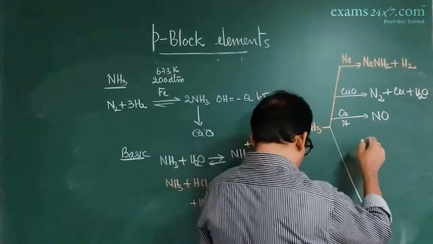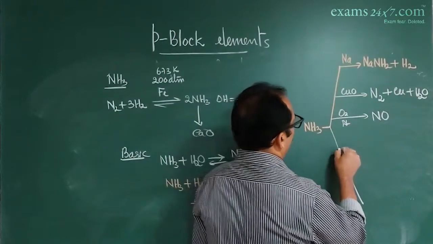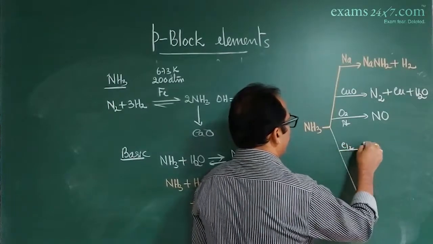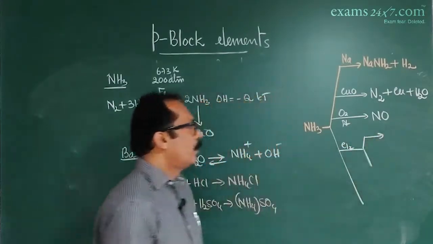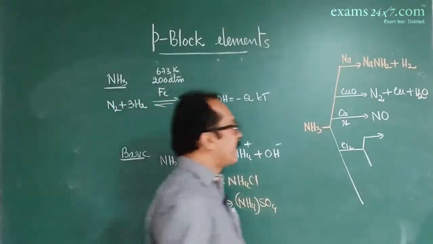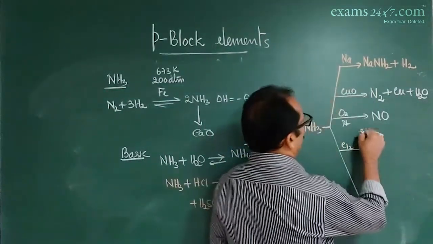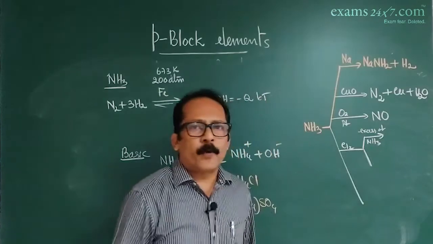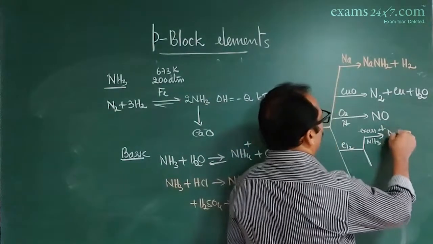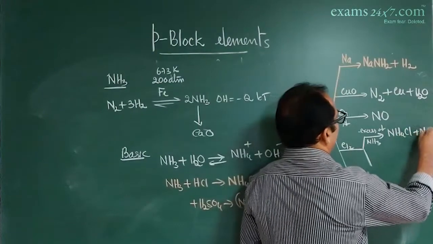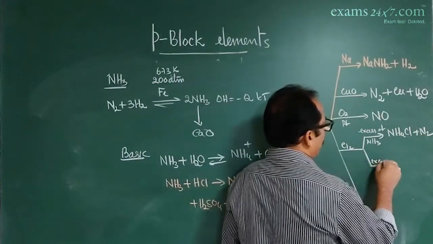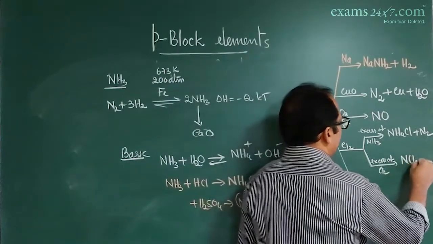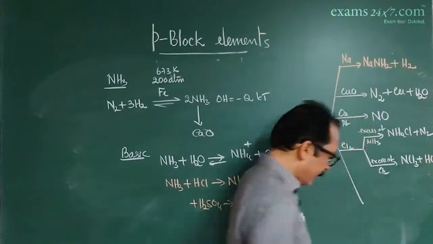Then other reactions with chlorine. Now, here it depends on the reaction condition. If excess of ammonia is taken, when excess of ammonia reacts with chlorine, that gives ammonium chloride, NH4Cl, liberating nitrogen. Now, if excess of chlorine is taken, that gives NCl3, and the other compound is HCl.